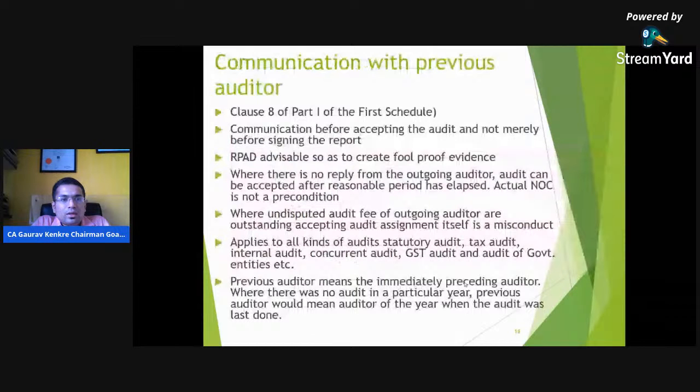I will elaborate on one point of communication with the previous auditor. It is covered in clause 8 of part 1. We need to communicate before accepting the audit and not merely before signing. So please note that if a new client comes to you, you need to first ask him, boss, do you have an auditor existing for this?